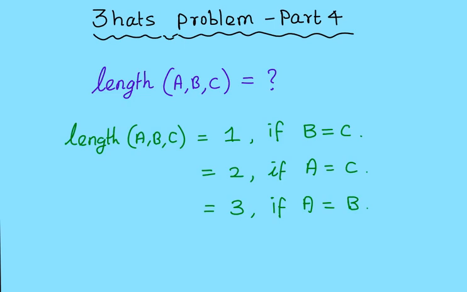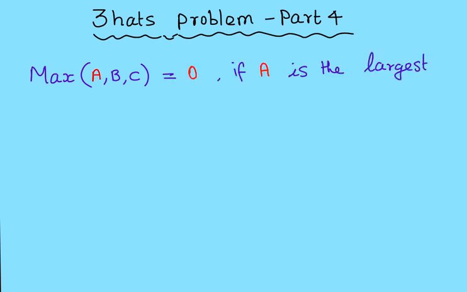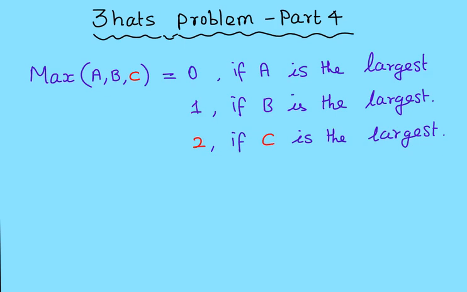Before seeing the general case, let us make some definitions for our convenience. Let us first define the function max of ABC. So max of ABC tells which is the largest number among A, B and C. If A is the largest, max of ABC is equal to 0. If B is the largest, max of ABC is equal to 1. If C is the largest, then max of ABC is equal to 2. So 0 for A, 1 for B, 2 for C.